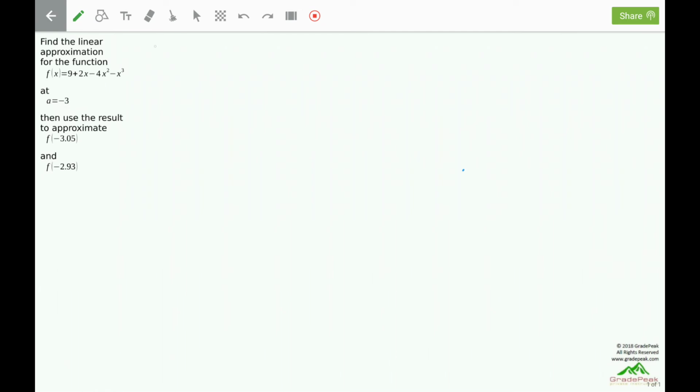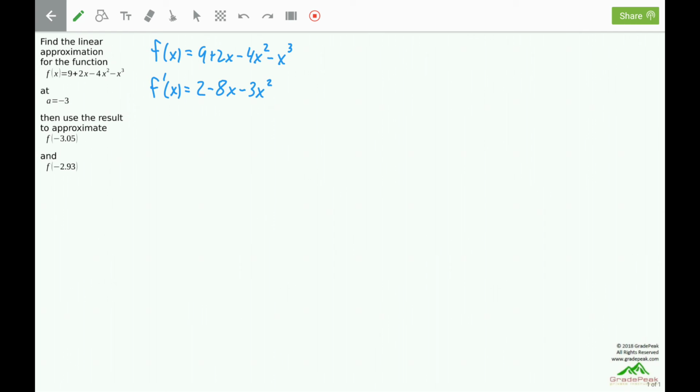The linear approximation makes use of f of x, 9 plus 2x minus 4x squared minus x cubed, as well as the derivative f prime of x, which will be: the first term is a constant with no x, derivative is 0. The second term is a constant times x, the derivative will be the constant. Third term is a power rule, bring down the power, multiply it with the negative 4. This gives negative 8, subtract 1 from the power. And the fourth term is power rule, bring down the power with the negative and subtract 1 from the power.